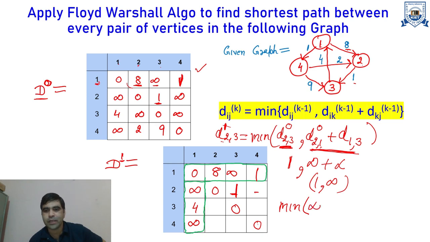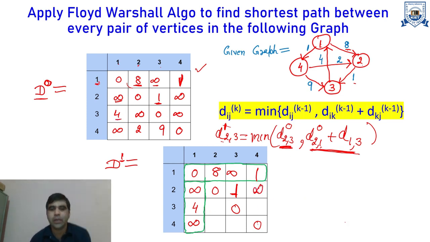So we have 1 is the infinite, comma, 2 to 4. Now we'll see 2 to 4 using 1 as an intermediate. From 2 to 1 you are having infinite plus 2 to 1 and 1 to 4. See, 1 to 4 is 1. So infinite plus 1 is equal to infinite. So it doesn't matter. Minimum value is infinite only. So we'll have infinite here.